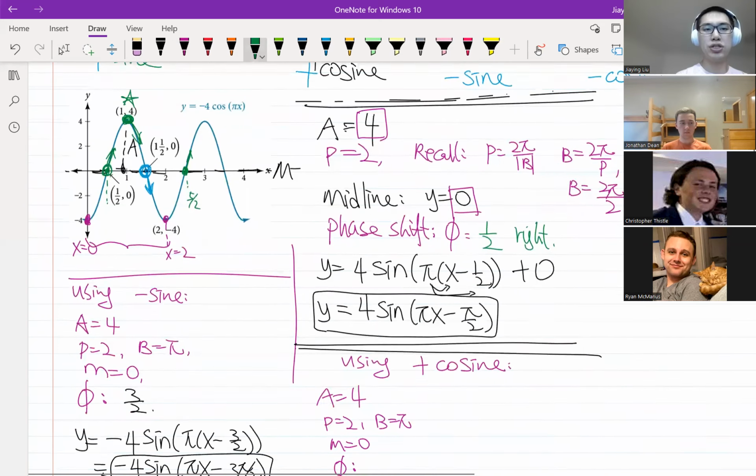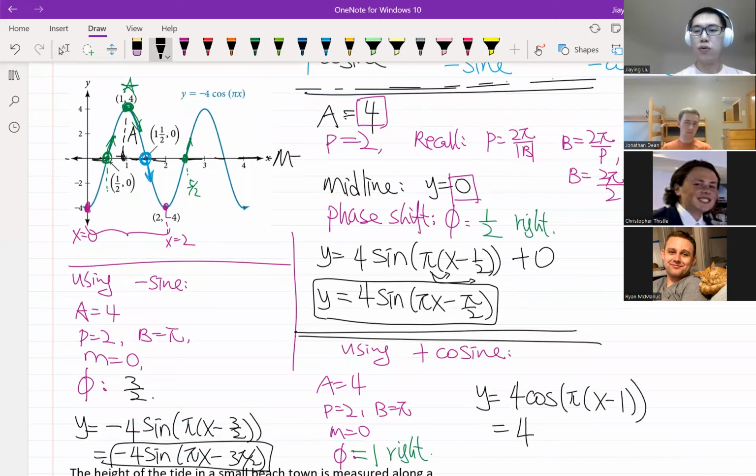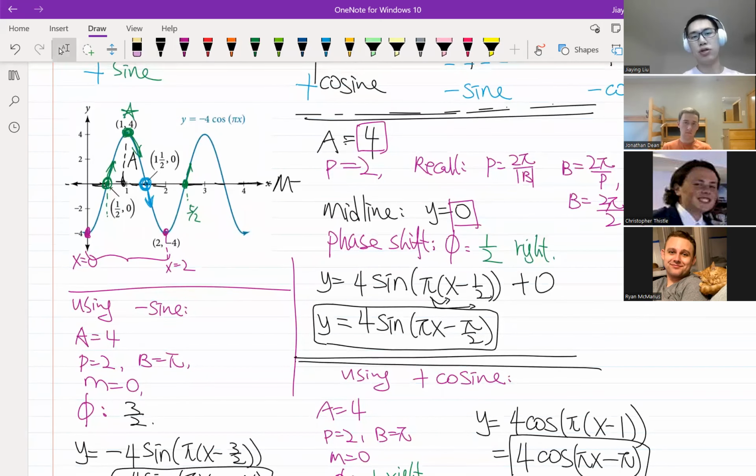So the phase shift is equal to 1 to the right. Now we can write down the function, which is y equals, now it's positive cosine, so 4 cosine parentheses, b is pi, x minus the phase shift 1. So we get 4 cosine (pi x minus pi). So that's the positive cosine function, which is different from the negative cosine function, which doesn't have a shift, but if we pick a positive cosine function, we have a shift.